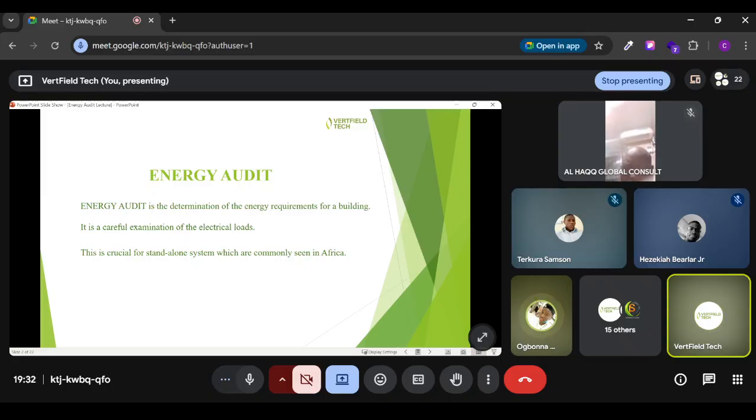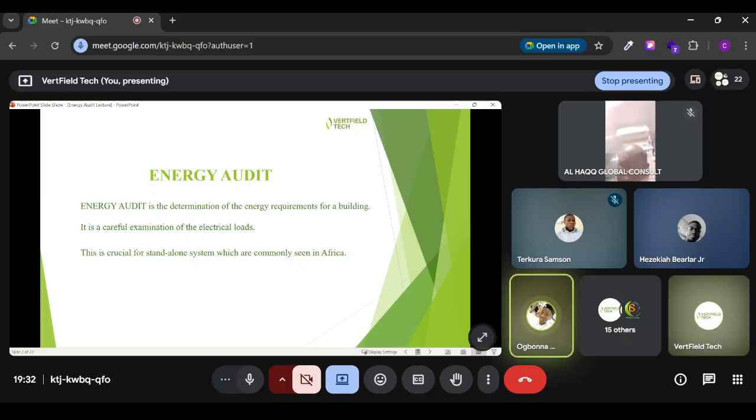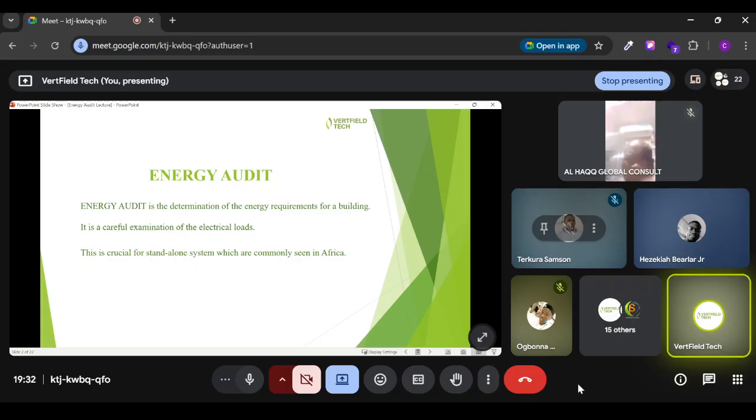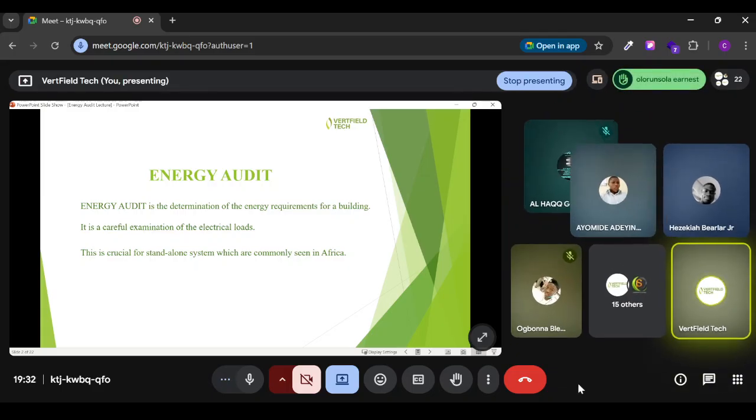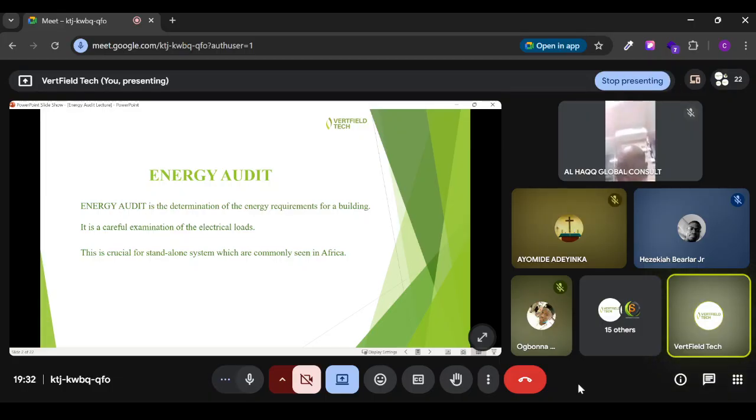I can see what is on it. It says energy audit. Energy audit: examination of the energy requirements for a building. All right, thank you so much. Thank you, Mr. Ayomide. So, it is actually energy audit.